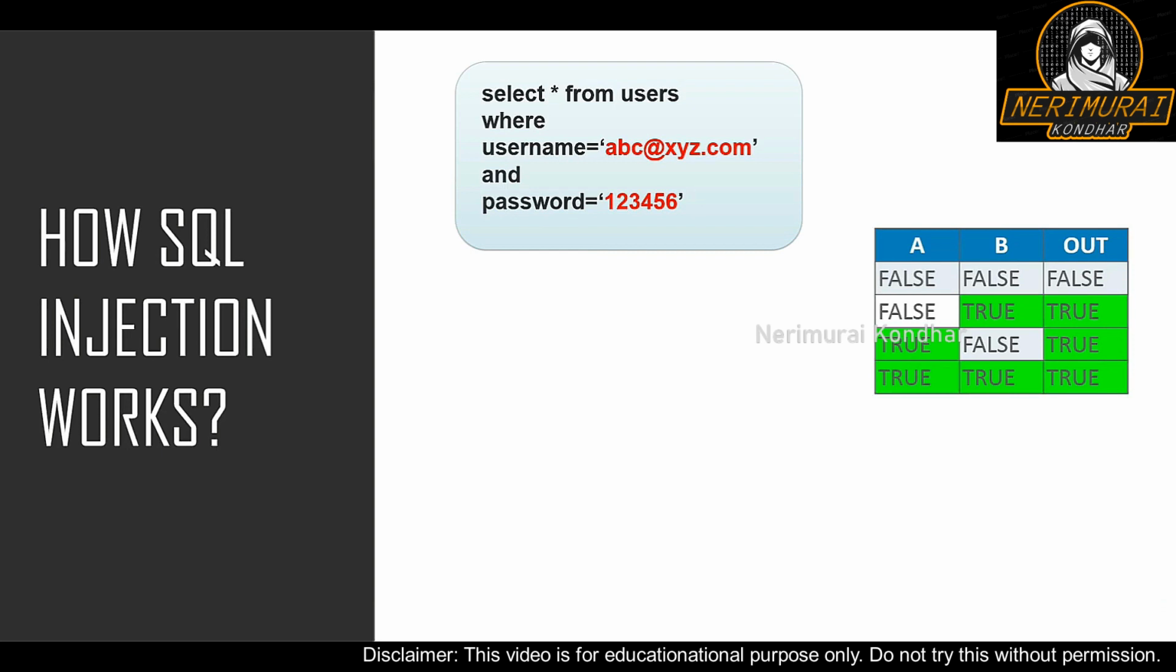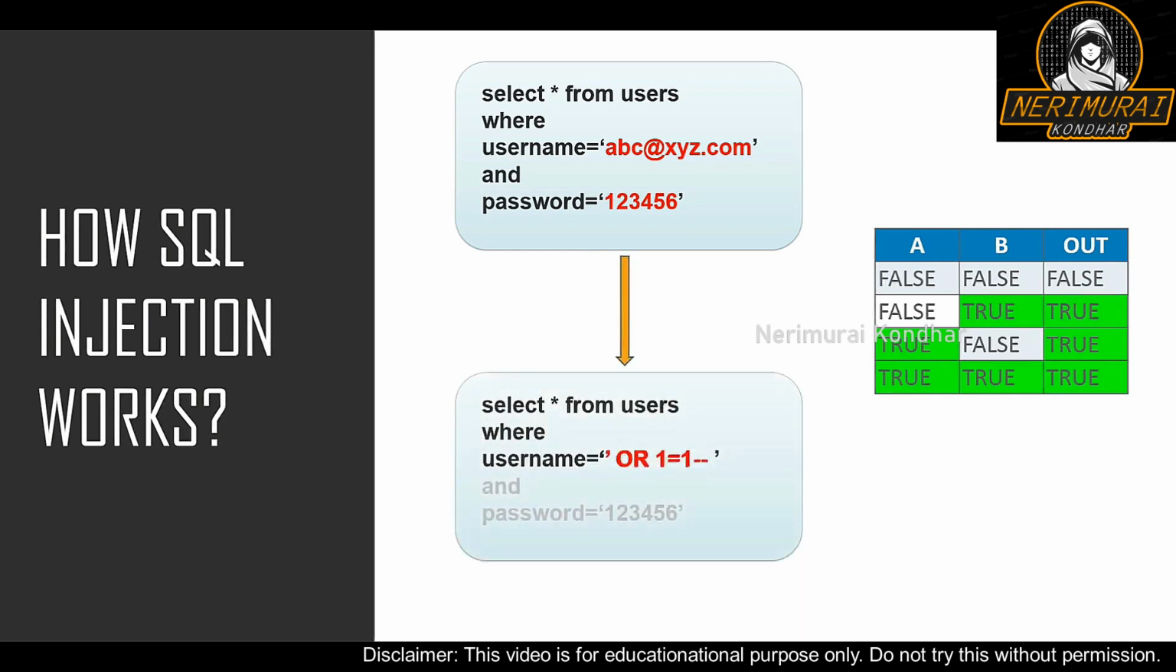One of the simplest examples: an end user can inject a malicious SQL statement as I showed here. Instead of typing abc@xyz.com as a username, they can type single quote, space, OR, space, 1 equal to 1, space, hyphen hyphen. What does that mean? It will execute that parameter in the SQL database, which means username equal to empty or 1 equal to 1, and then ignore all the remaining SQL conditions.